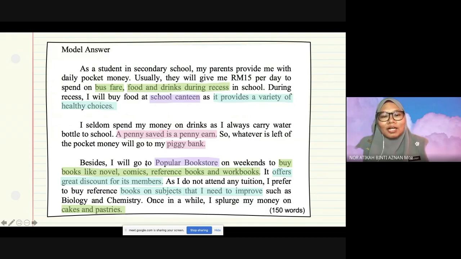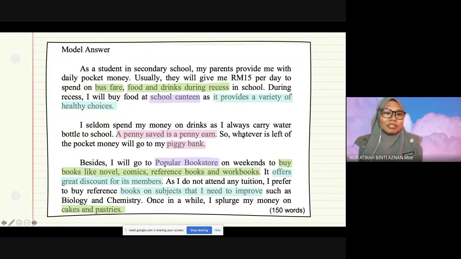Besides, I will go to a popular bookstore on weekends to buy books like novels, comics, reference books, and workbooks. It offers great discounts for its members. As I do not attend any tuition, I prefer to buy reference books on subjects that I need to improve, such as biology and chemistry. Once in a while, I splurge my money on cakes and pastries.